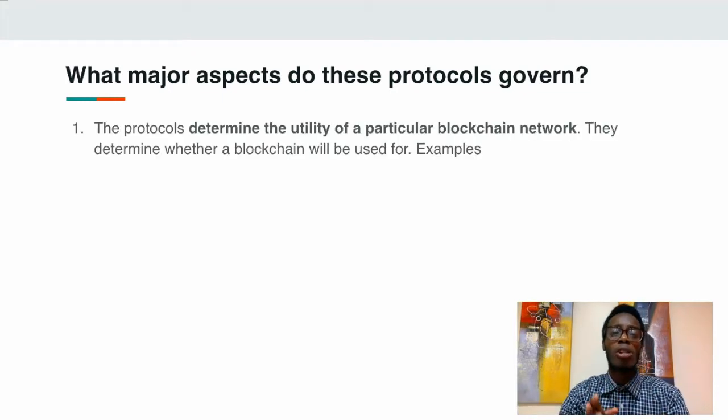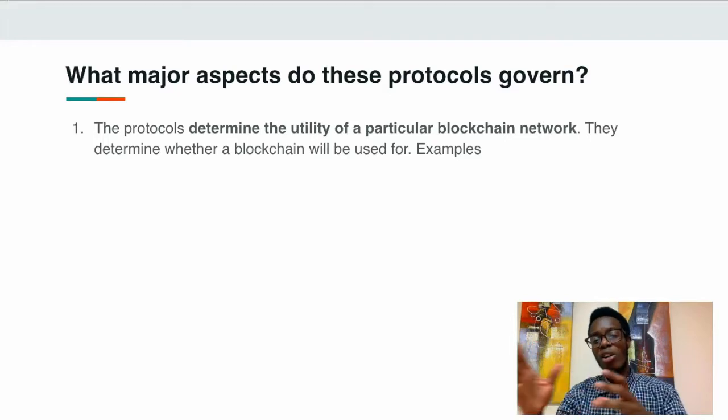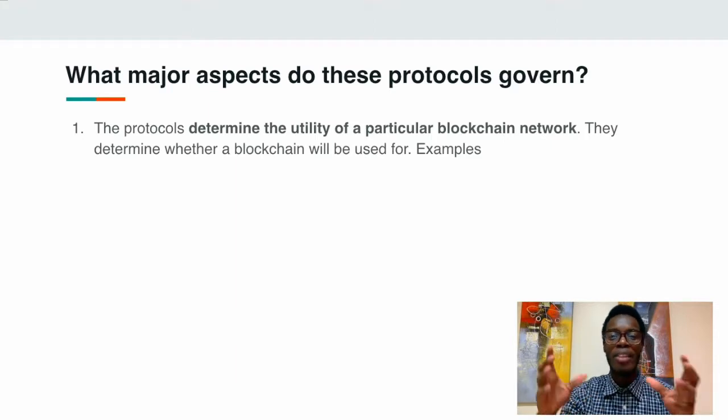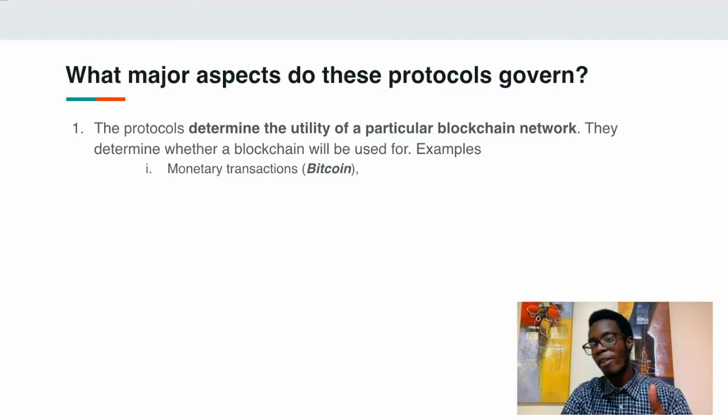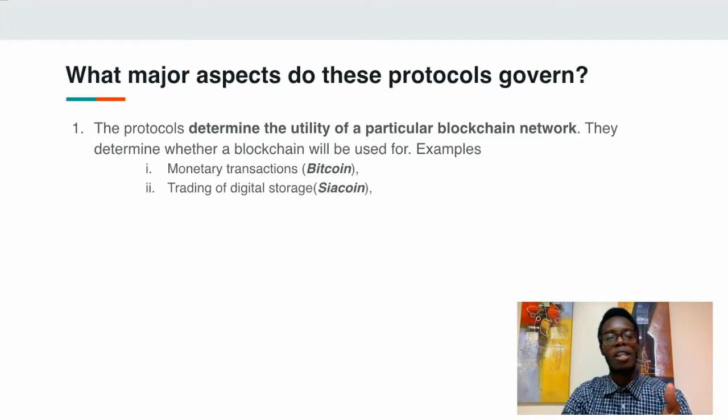First, the protocols determine the utility of a particular blockchain network. They determine whether a blockchain will be used to transact item X or a different thing. So they determine the utility of a particular blockchain. Now let's look at an example. The Bitcoin protocol allows for the Bitcoin network to be used for monetary transactions. But we do have different blockchains. Blockchain is not just for monetary transactions.